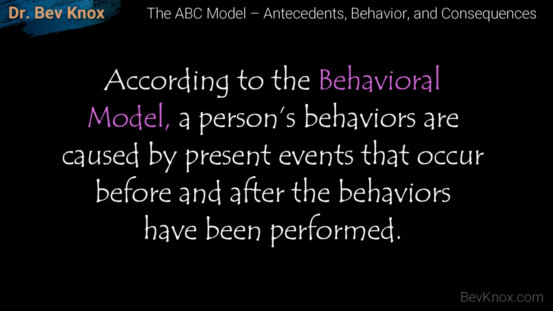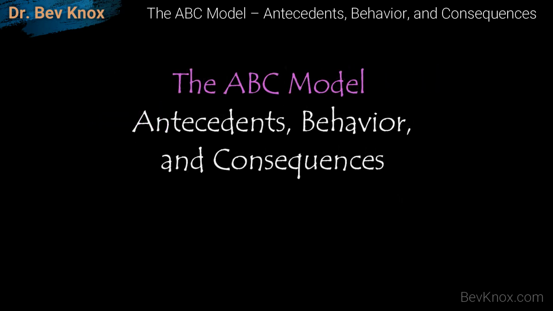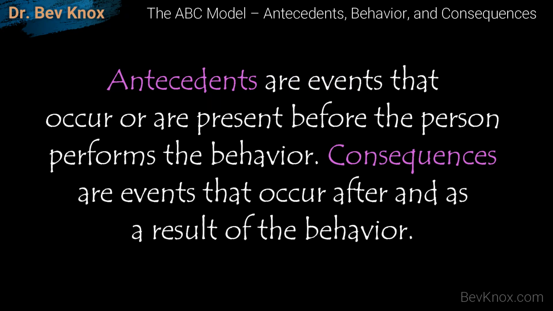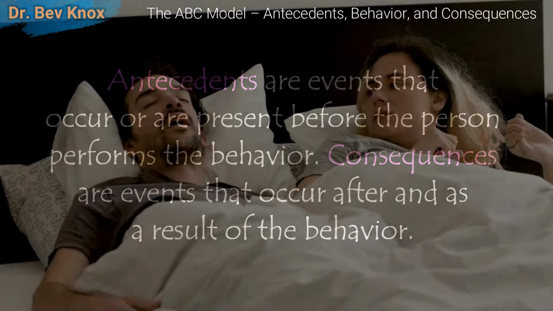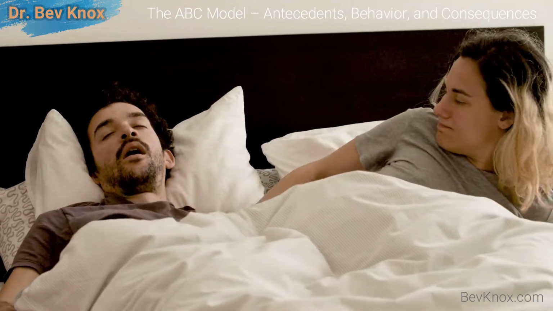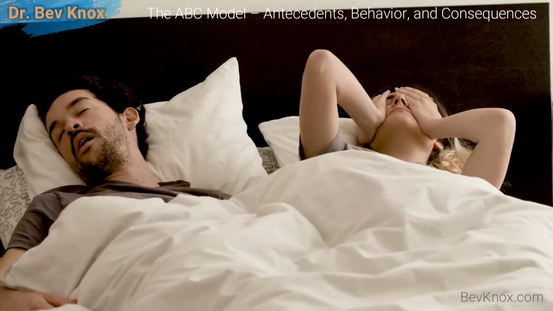According to the behavioral model, a person's behaviors are caused by present events that occur before and after the behaviors have been performed. In the ABC model, the A stands for antecedents, the B is behavior, and the C is consequence. Antecedents are events that occur or are present before the person performs the behavior. Consequences, on the other hand, are events that occur after and as a result of the behavior. For example, feeling tired is an antecedent for sleeping, and feeling rested the next day is a consequence of sleeping.